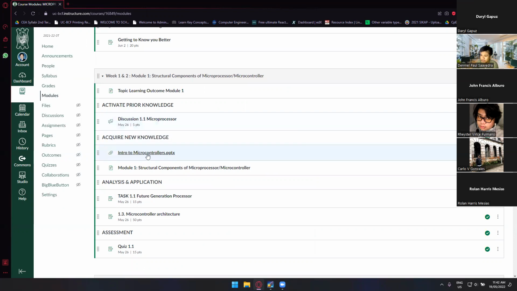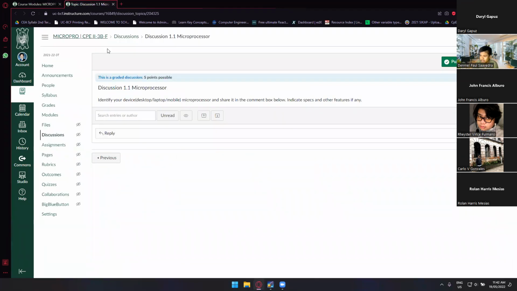And then, before having a discussion, Ma'am Suarez provided a short discussion right here wherein you just need to identify your device. So is it desktop, laptop, or mobile. And then what microprocessor, and just share it in the comment box below. So what is the microprocessor that is being used by your device? Okay, so if you have 3 devices, then just indicate each one of them. Okay, as simple as that. That's already 5 points. All right.